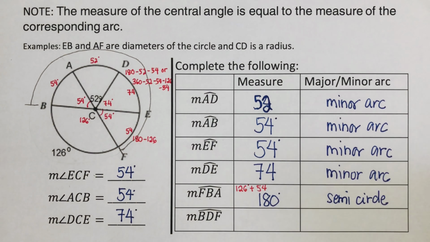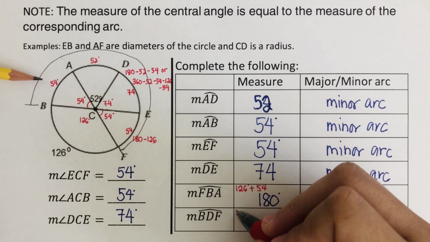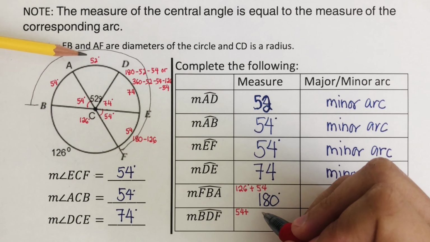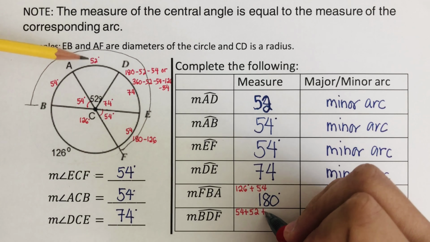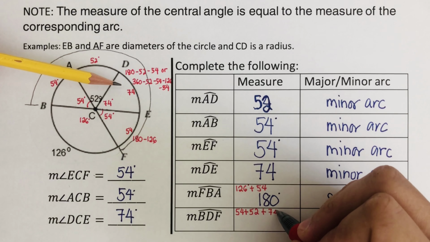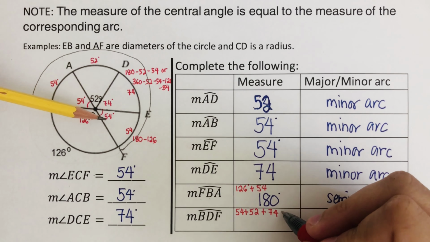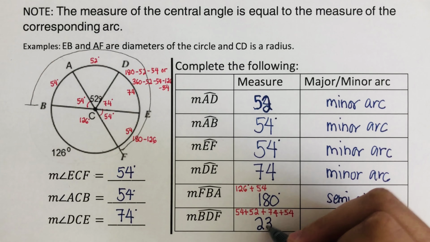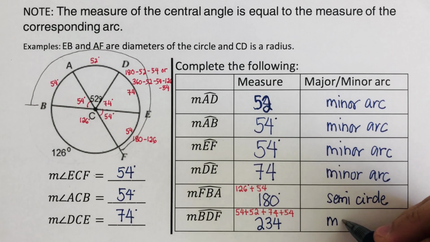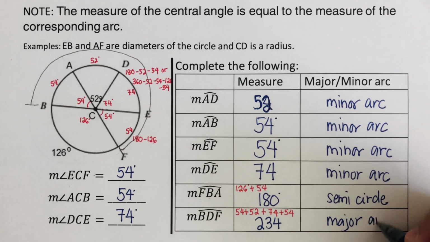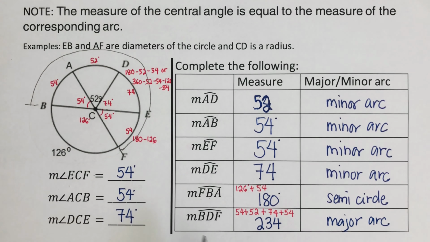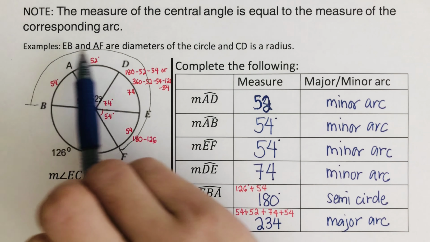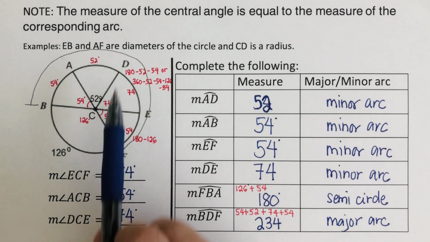In order to get the measure for this, the ones that we're adding would be 54 plus 52 plus 74 and then plus 54. If we add all these, it's going to equal 234. And so this is a major arc, because we added going from B all the way to F passing through D.